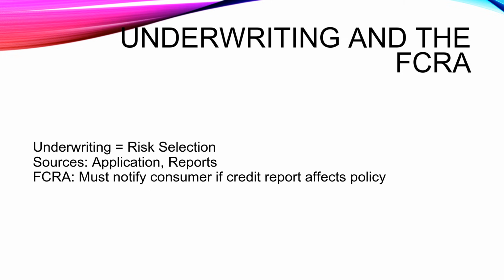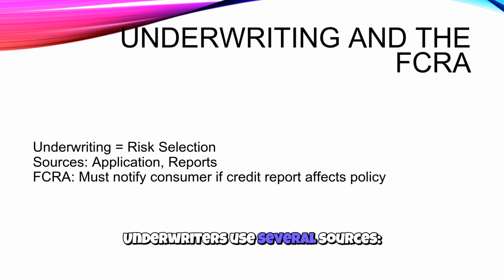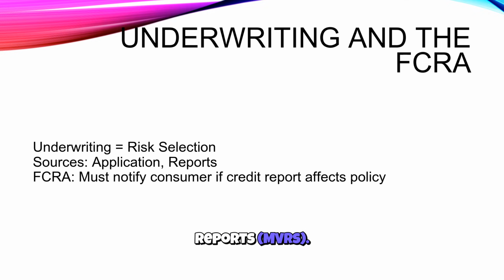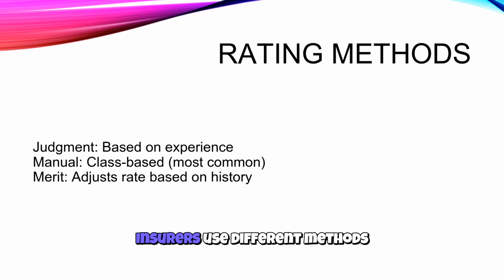Underwriting is the process of selecting, classifying, and rating risks. Underwriters use several sources: the application, consumer reports, inspection reports, and for auto insurance, motor vehicle reports, MVRs. The Fair Credit Reporting Act, FCRA, is a federal law that protects consumers. If an insurer takes adverse action based on a credit report, they must inform the consumer of the credit reporting agency's name and address. Insurers use different methods to determine premiums.